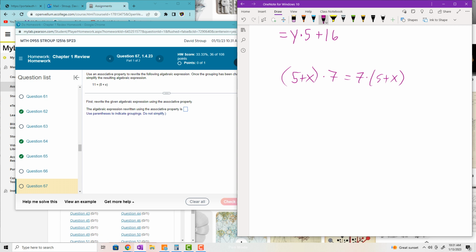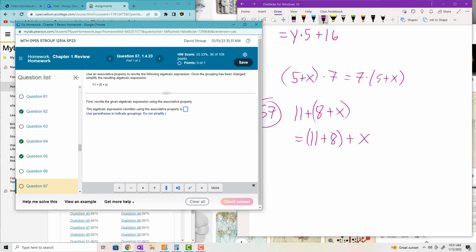So you have in number 67, you have 11 plus 8 plus x, and they're associating the 8 and the x, right? So what you want to do is associate two other numbers that are close to each other. So I'm not going to associate 11 and x, I associate the 11 and the 8. And that will rewrite it, and then I think they want you to just rewrite it first and then simplify.